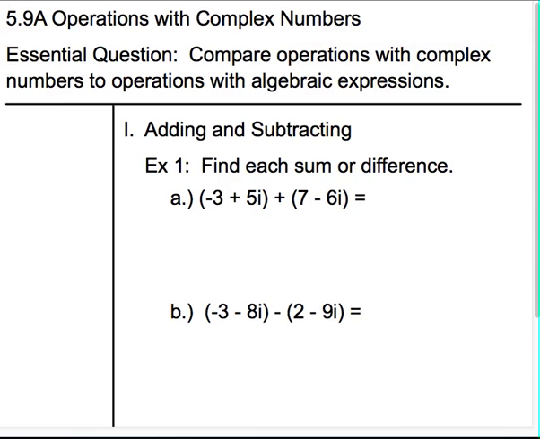When we're adding complex numbers, we add the real part. -3 plus 7 gives us 4. And we add the imaginary part. So 5i minus 6i is -i.